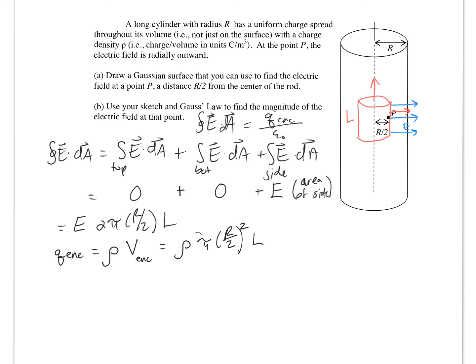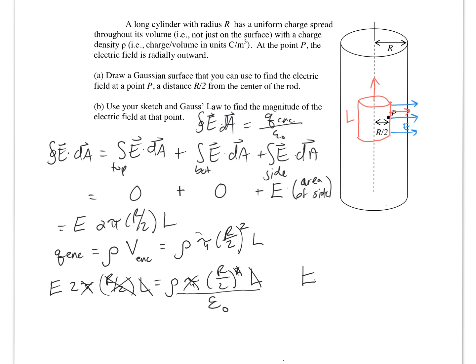And now we just combine these two together. So we have E times 2 pi R over 2 times L is equal to rho times pi times r over 2 squared times L. We get a lot of nice cancellations here. Pi's cancel. And we wind up getting a magnitude for the electric field of pi rho times r over 4 epsilon naught. That is our final answer.